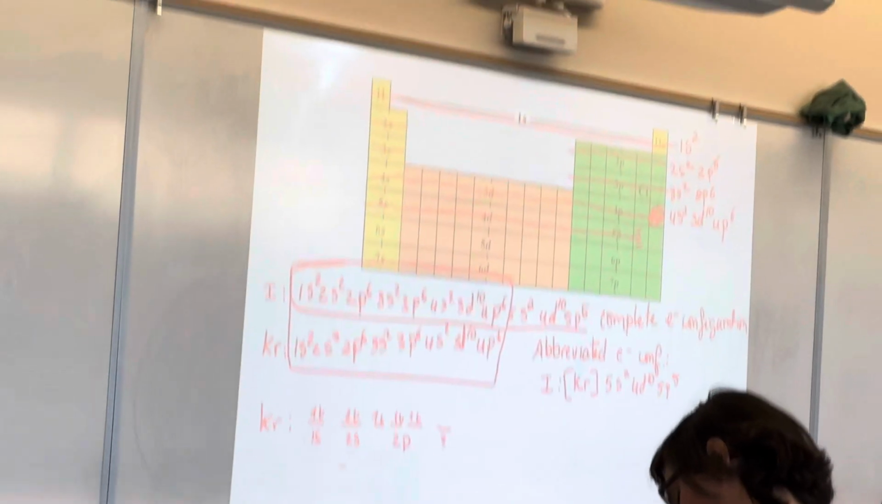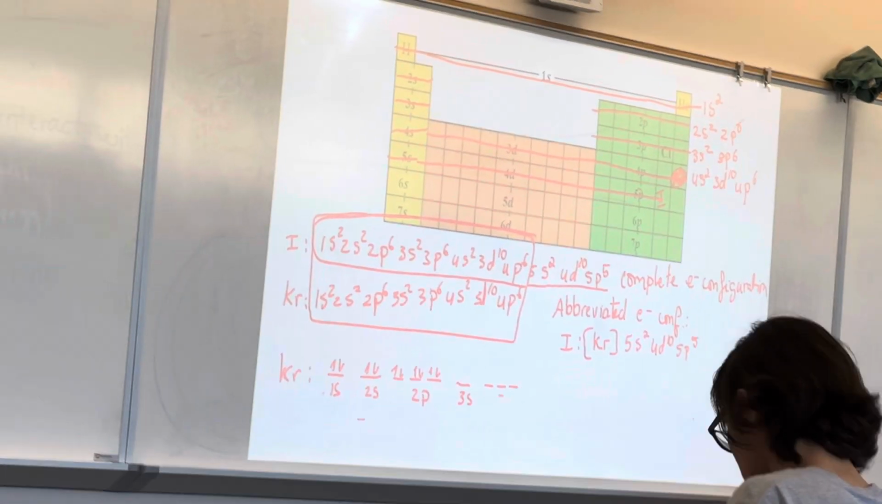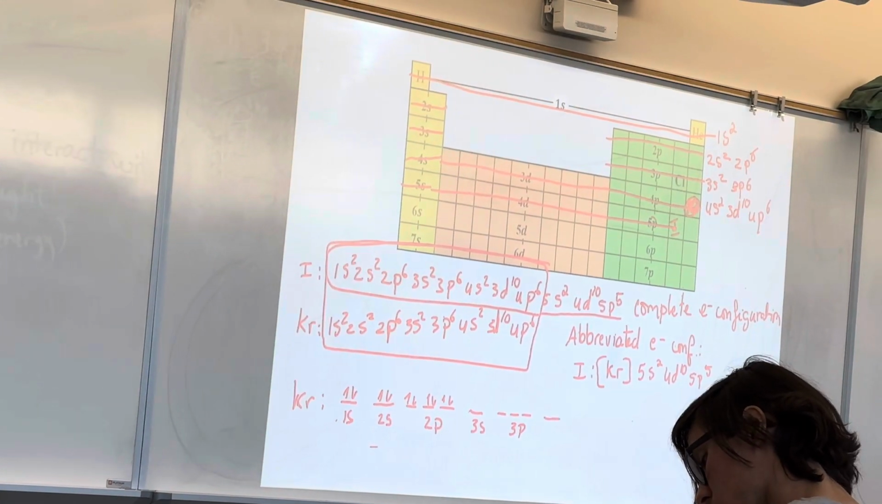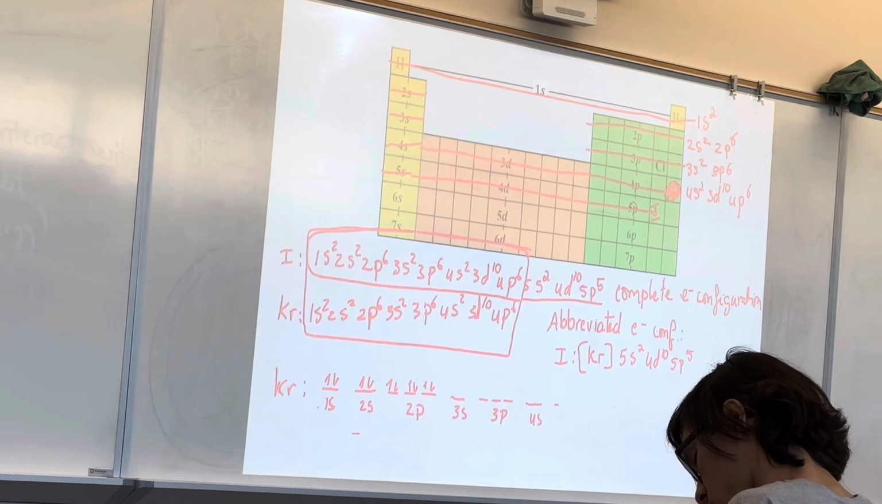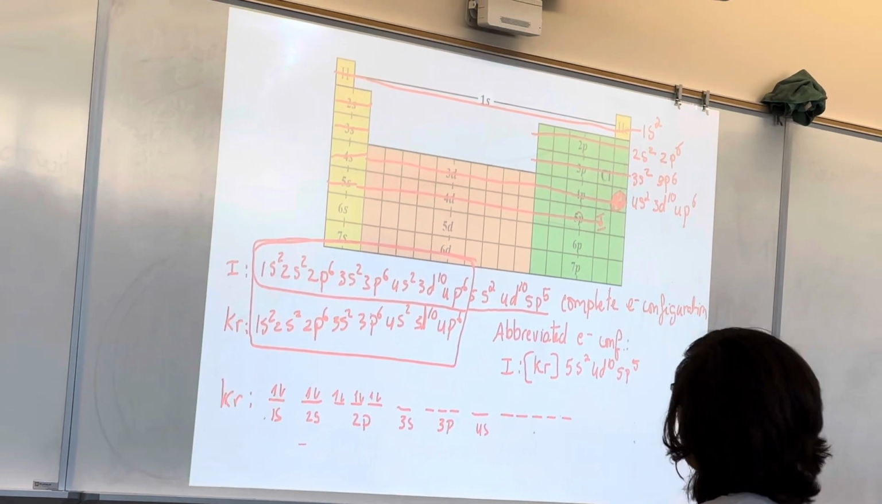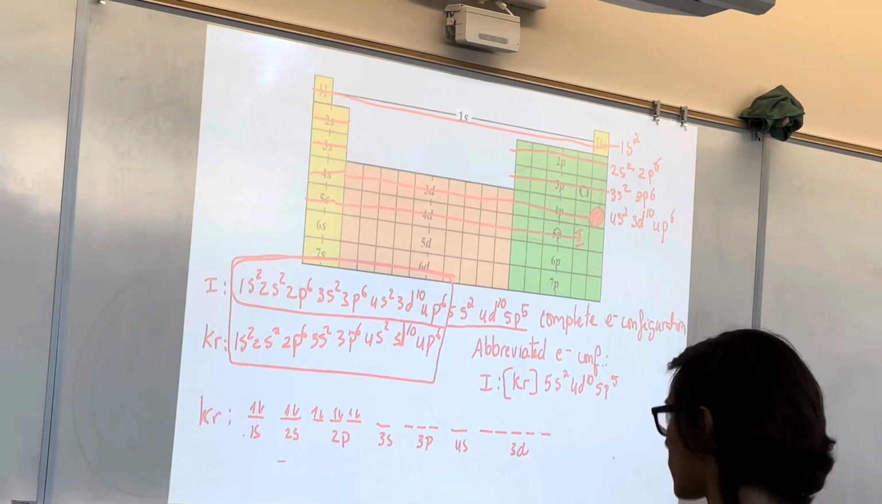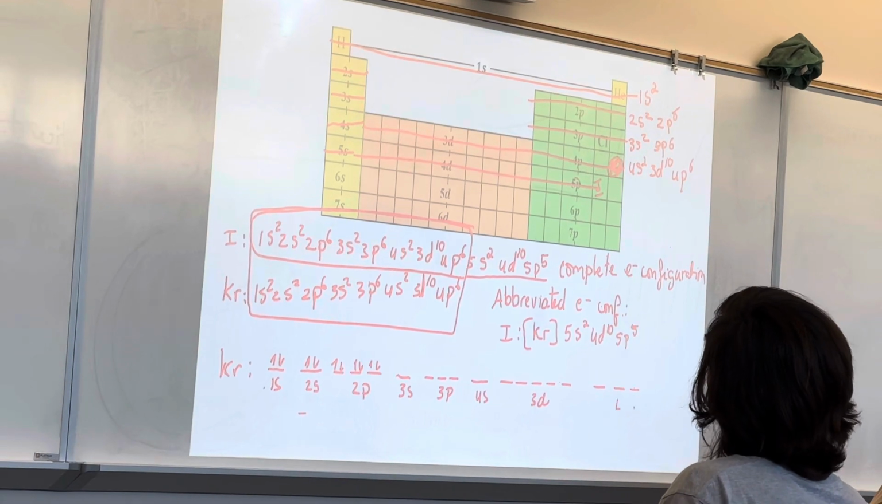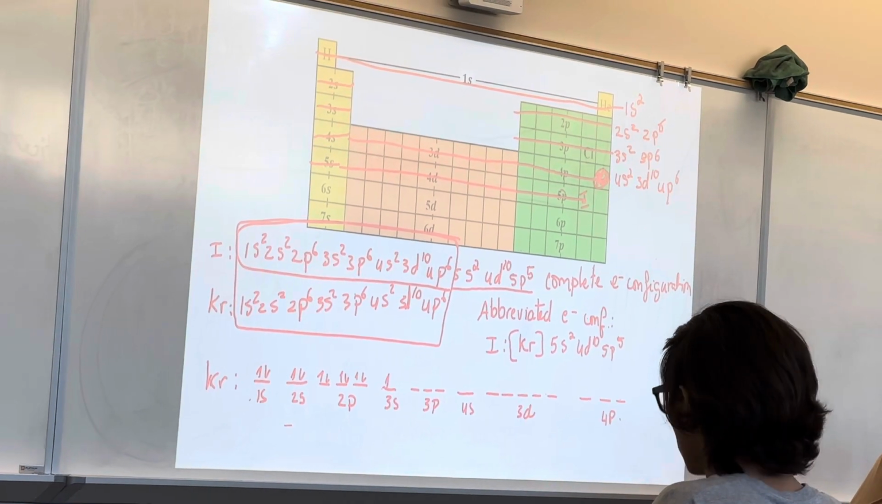Then we have 3s, 3p, 4s, 3d (1, 2, 3, 4, 5). And then we have the 4p (1, 2, 3, 4p). So let's put the electrons in.